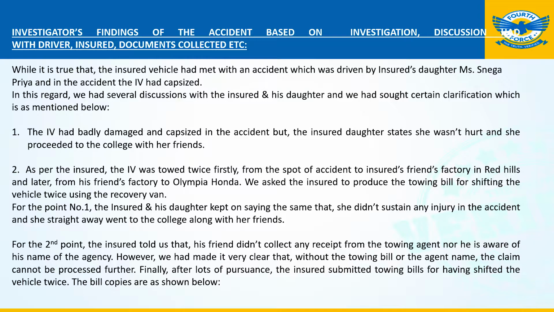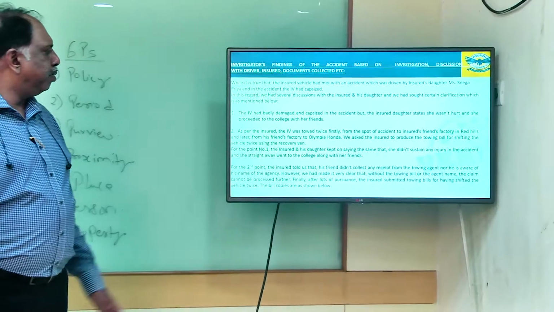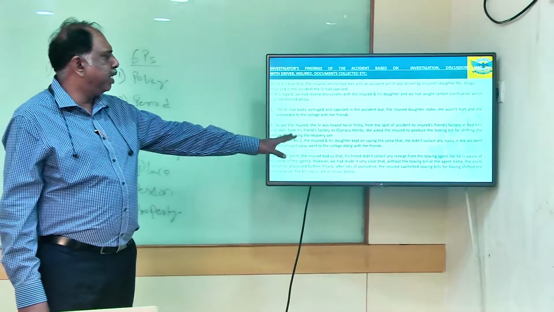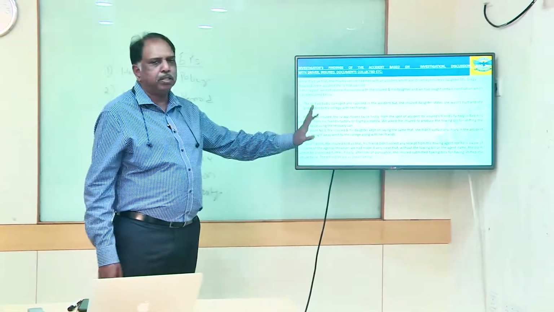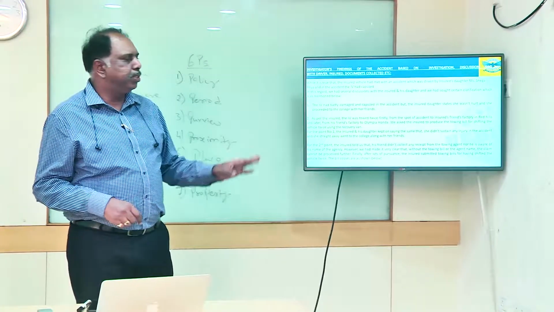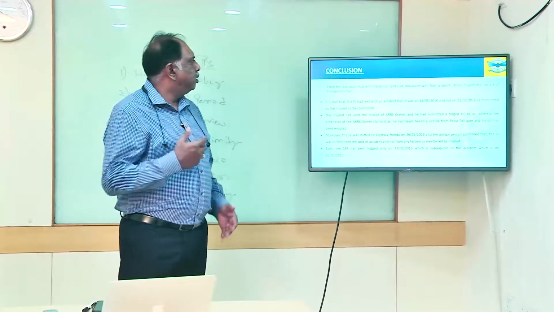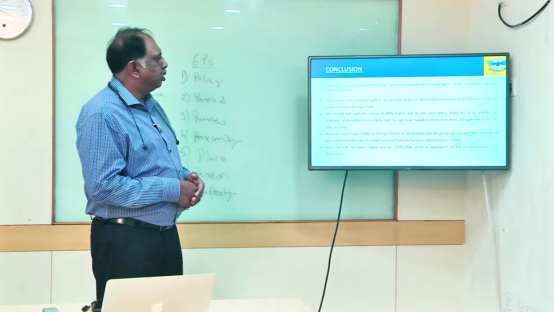The second point, for the towing bills: the insured told us that his friend didn't collect any receipt from the towing agent, nor is he aware of the name of the agency. However, we had made it very clear. So finally, they somehow managed to get the bills and gave them to us. So finally, what is the conclusion?